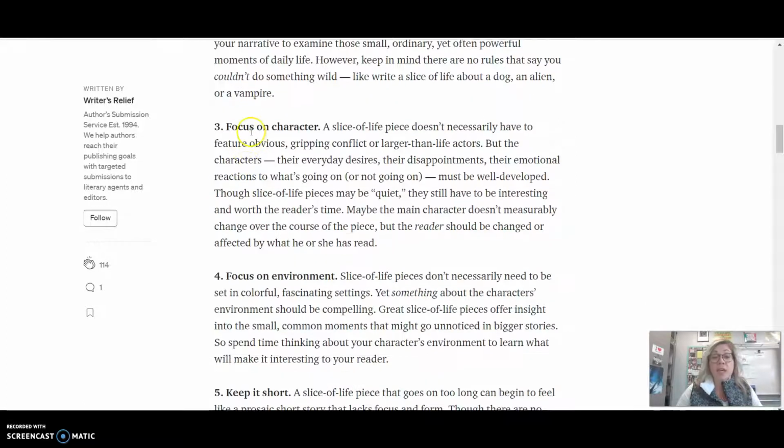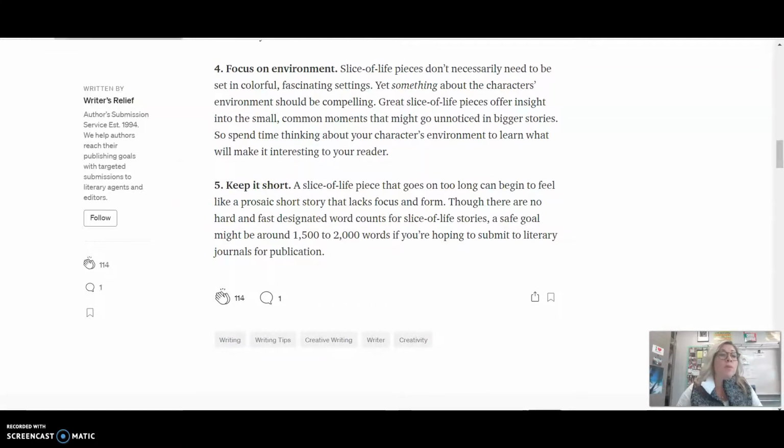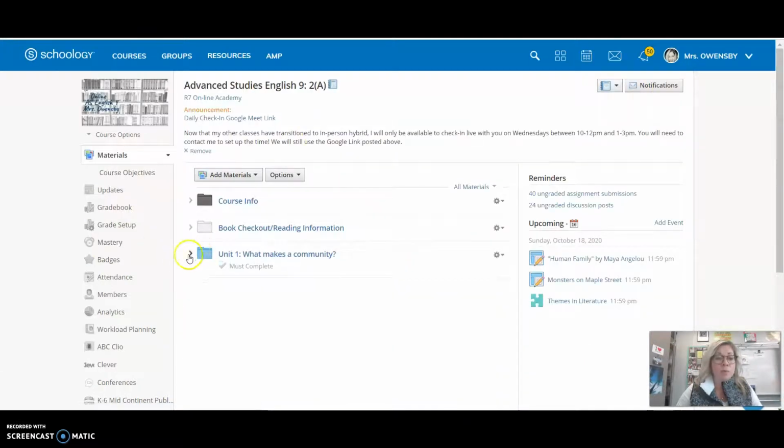Get real, focus on the characters. Now, you're not writing a short story, so the characters would probably be you and anyone else that you're telling about. Focus on environment and keep it short. So please read through those resources first. Those are going to be very helpful when you move on. The next, it took me all the way out, sorry.